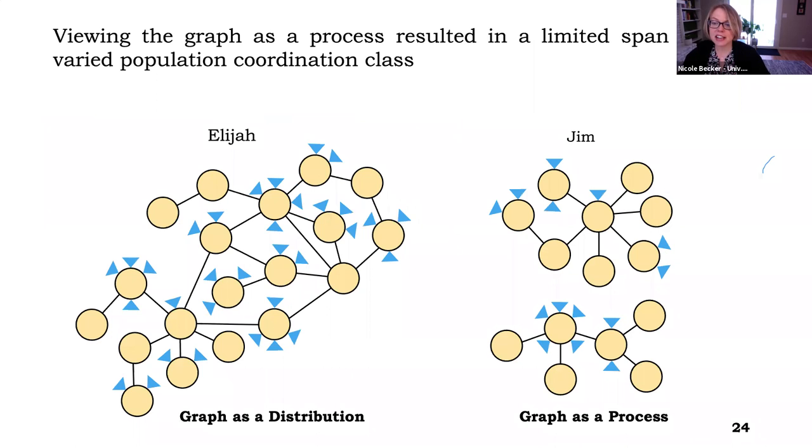So next, let's take a look at what these two ways of viewing the graph meant for the span and alignment of students' coordination classes. Here, we'll use the expanded resource graphs to compare responses from two students who used the readout strategies observed: Elijah, who used the graph as a distribution strategy, and Jim, who used the graph as a process strategy. Here's what their expanded resource graphs look like. Right away, you can see greater connectivity in Elijah's graph, and what looks like some fragmentation in Jim's.